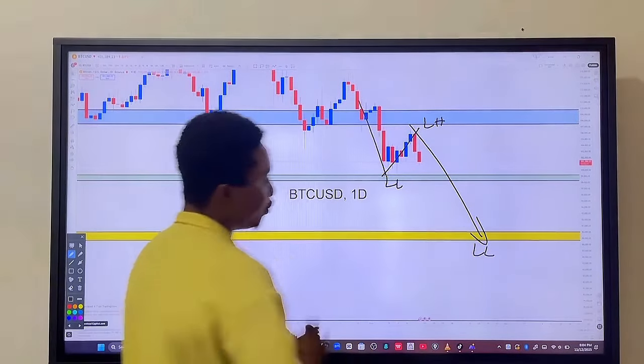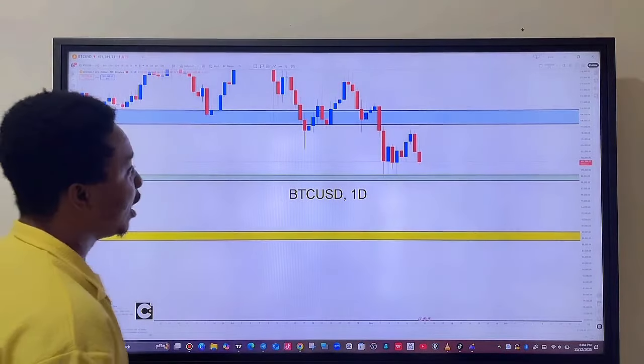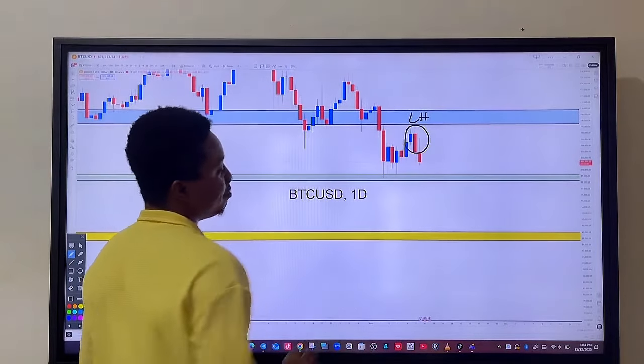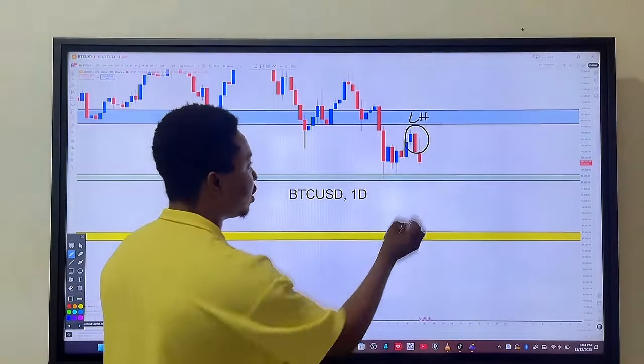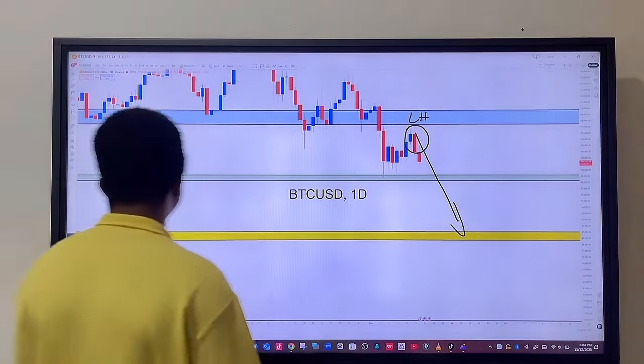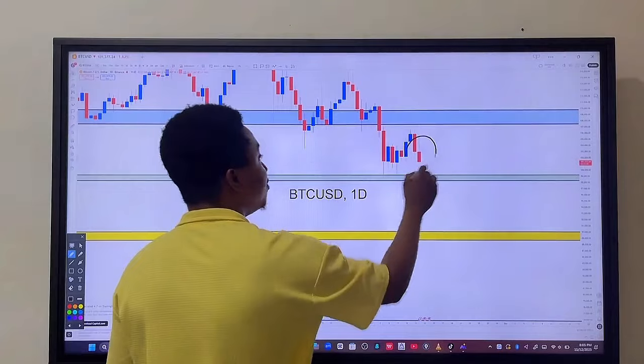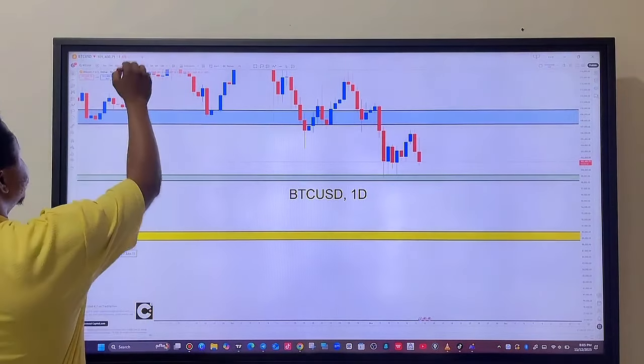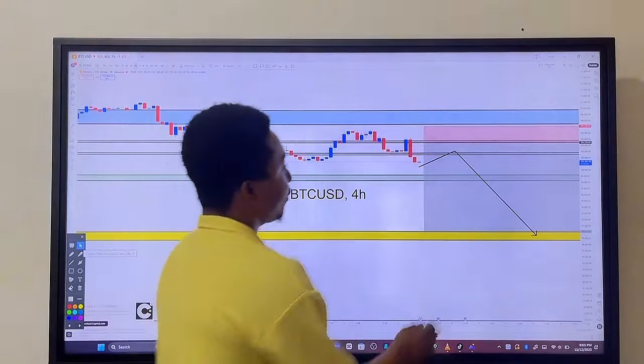So after the lower high here, what happens? Buyers or sellers give us what? A bearish engulfing candle, which indicates that there's more sell pressure coming in to move the market down. So let's take it to the 4-hour time frame and then prepare for the sell to the downside of BTC USD. Alright, so this is BTC USD on the 4-hour time frame.